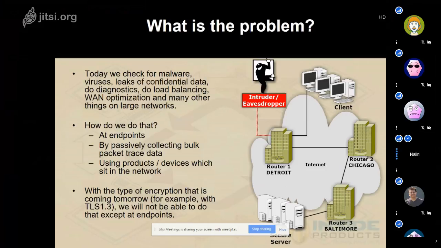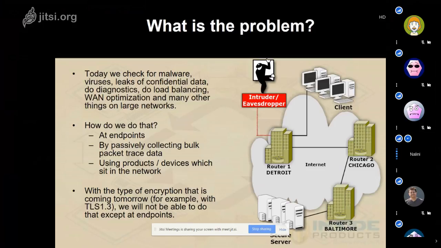So what's the problem? Well, today, at a bank, stock trading, anywhere really, any institution, you have to check for things like malware, viruses, whether your information is being leaked, and so forth. And of course, you have to balance the load between multiple links, even ISPs, and so on. And how do we do that? Well, we do that by diagnostics at multiple points. You may have products installed at endpoints, or you may be doing it in the middle. That is, you may be doing it on the network.